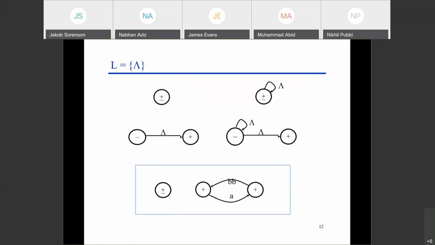Okay, so you may have lambda this way, this way, this way, this way, and this way. All these are different examples of lambda. So you can have lambda. This is also lambda. You can have a loop of lambda, it doesn't matter. You can have start and final plus sign with lambda. It does not matter here.